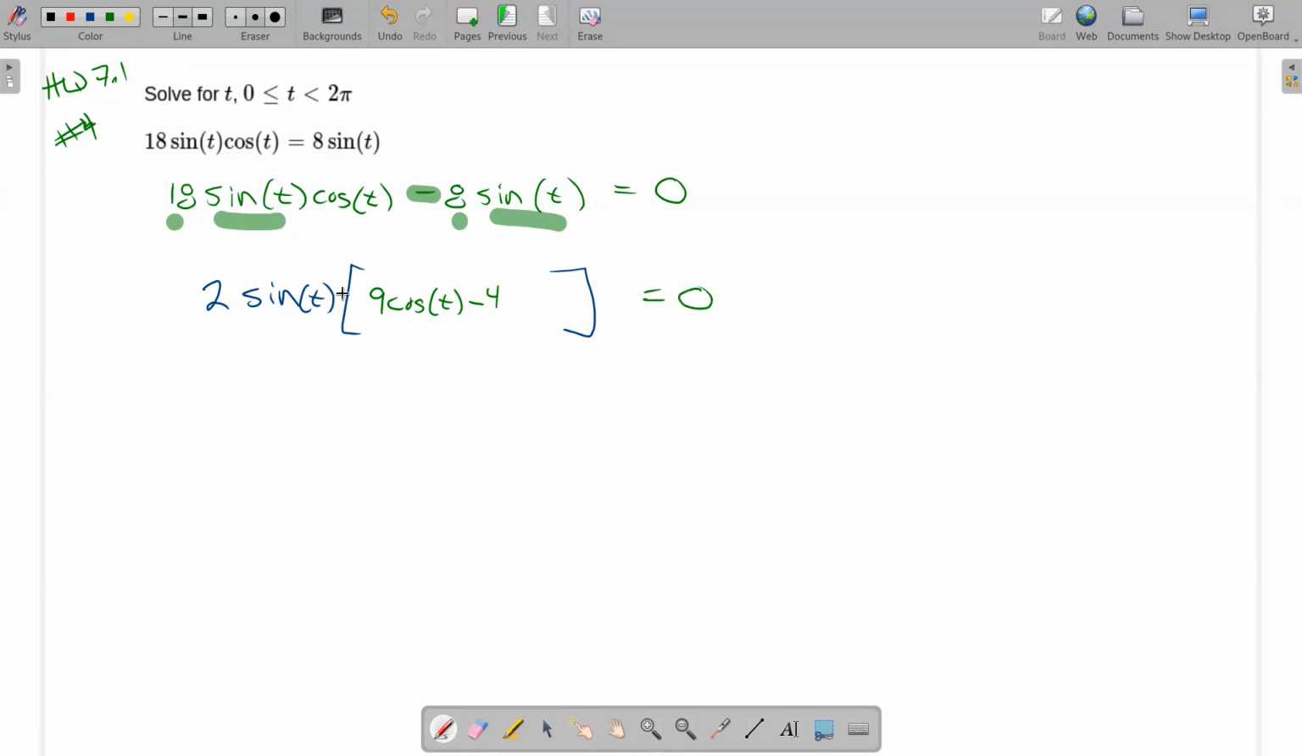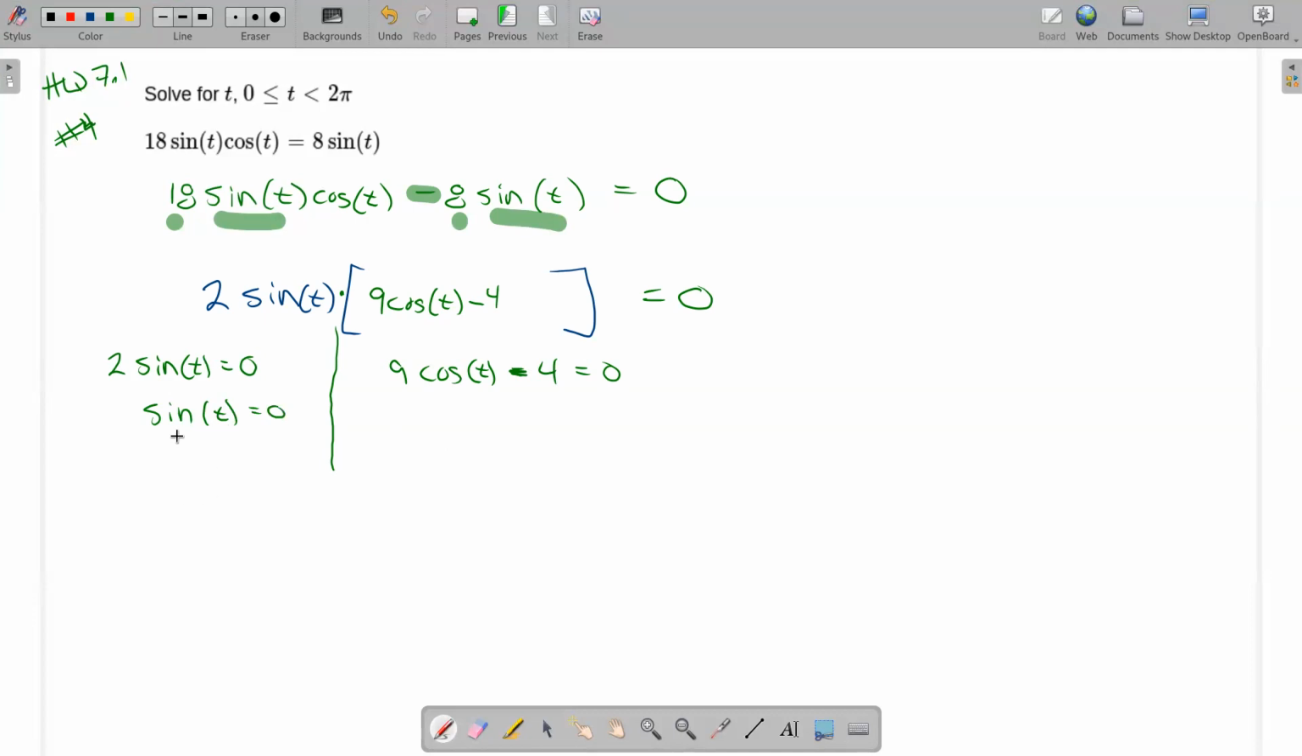So now I have a product equals 0, and so I can break it into two different parts, right? So we split here. So now I get twice the sine of t equals 0, or 9 cosine of t minus 4 equals 0. Dividing by 2 on the first one gives me the sine of t equals 0.